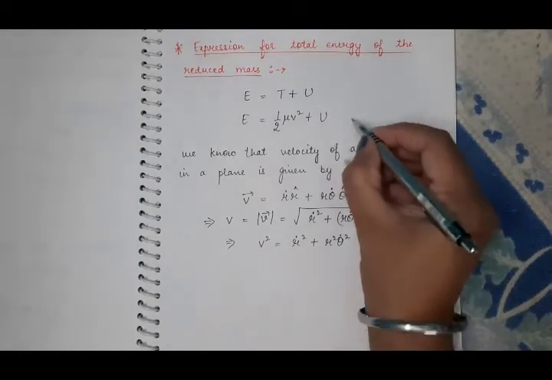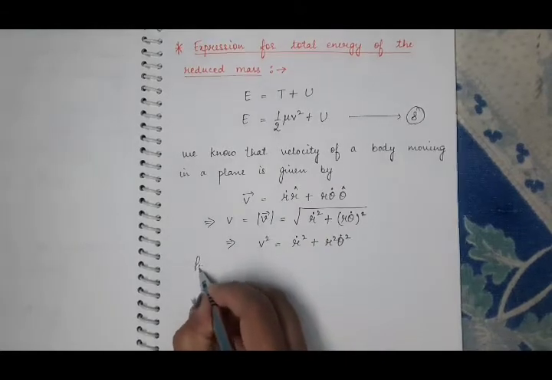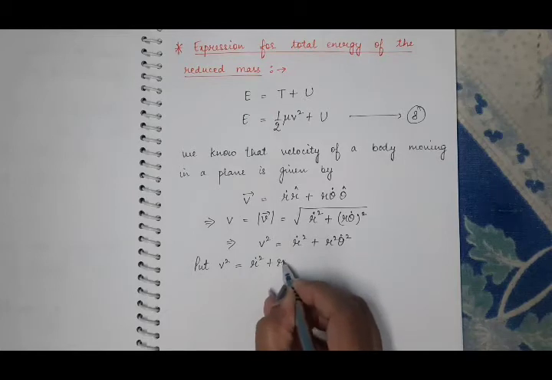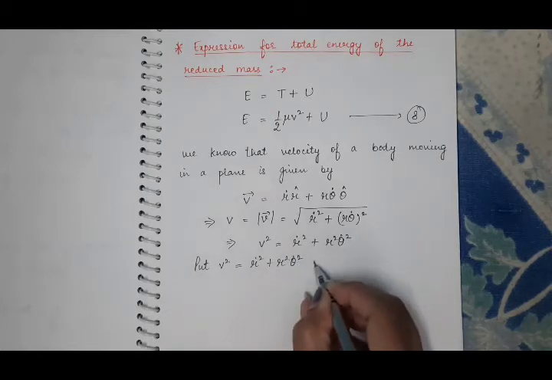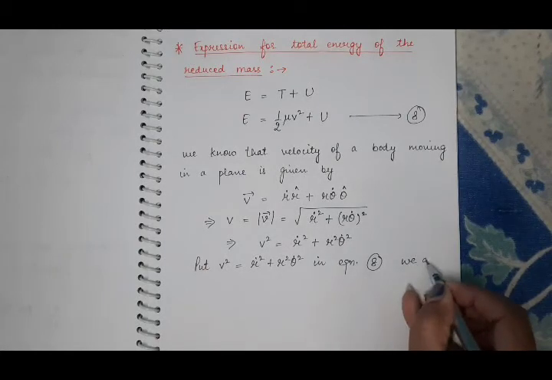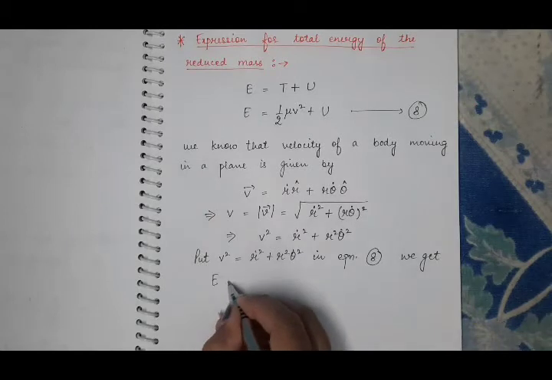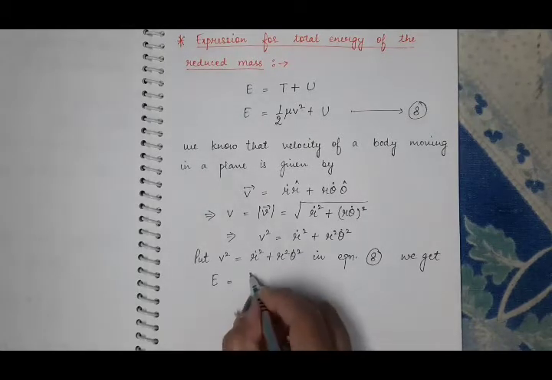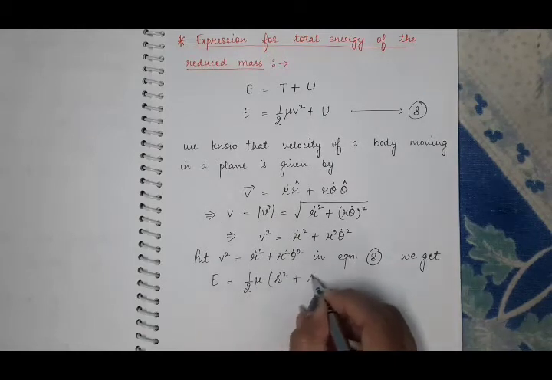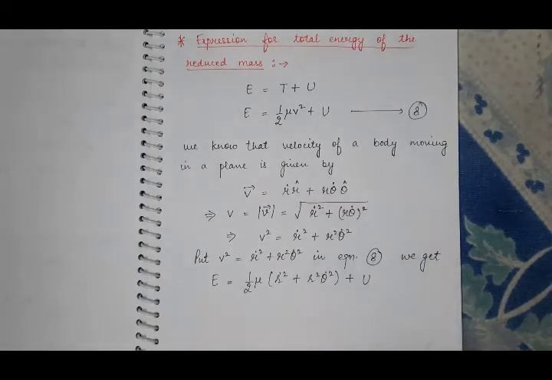Now put this value in equation 8. Put v square equal to r dot square plus r square theta dot square in equation 8, and we get total energy equal to half mu times r dot square plus r square theta dot square, plus U.